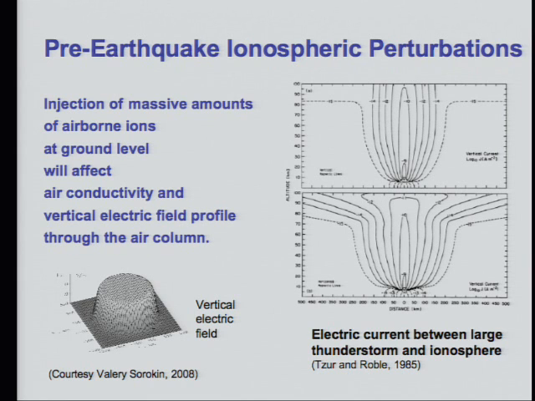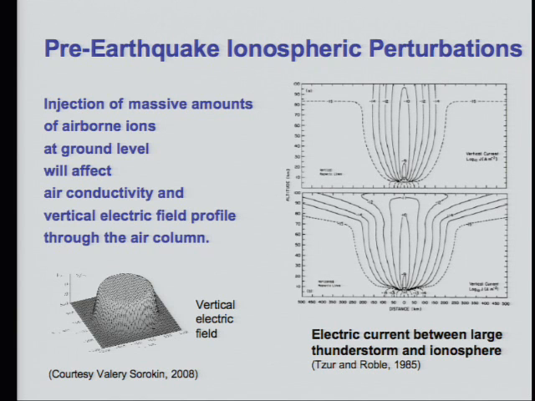And at that time, people didn't know anything about the sprites and the elves and all these discharges that happen between the top of the storm and the ionosphere. But now this has become much more complex. If instead of a thunderstorm, we have a situation like this here, calculated by Valery Sorokin in Moscow, you would have a vertical electric field associated with the injection of ions at the ground level.